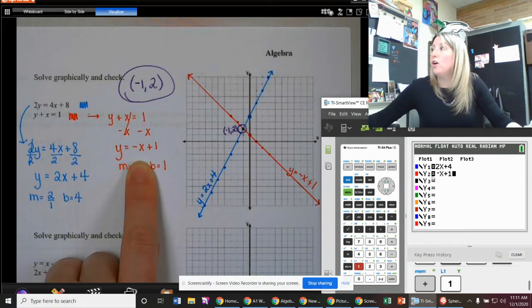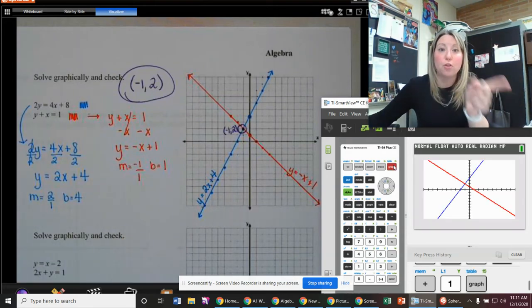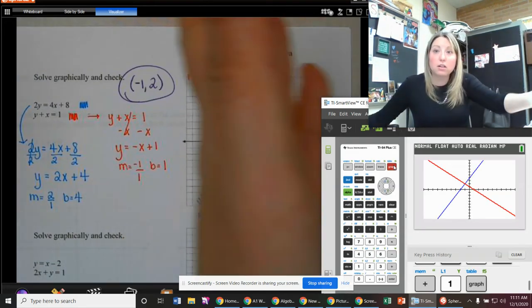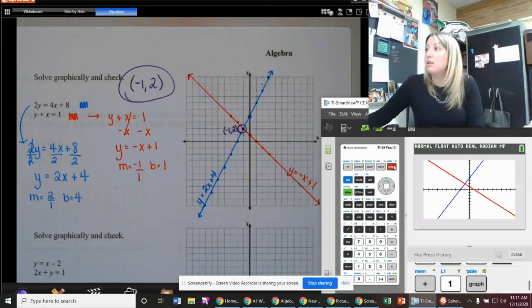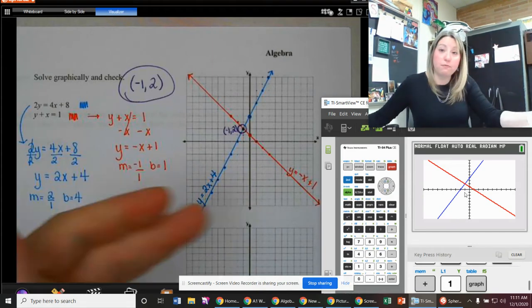Notice both functions are on because their equal signs are highlighted. And now if I press graph, I'm going to see both of those lines. Are those correct? Yes, those match up with what I have. Now look where that intersection point is. Let's double check to make sure that intersection point is what I found.